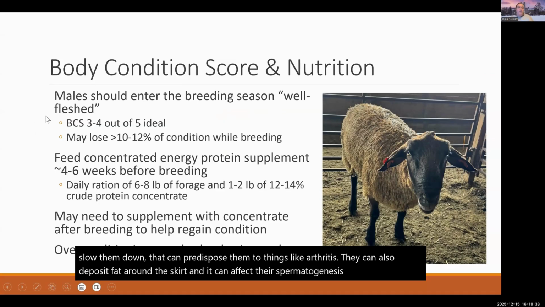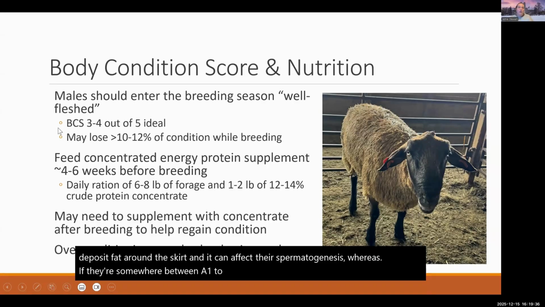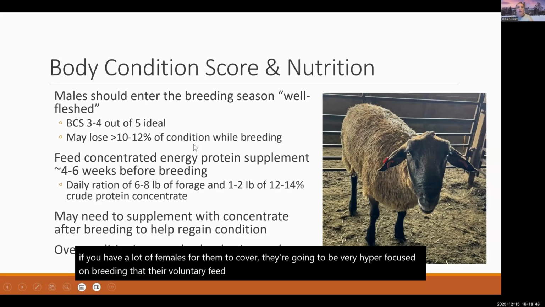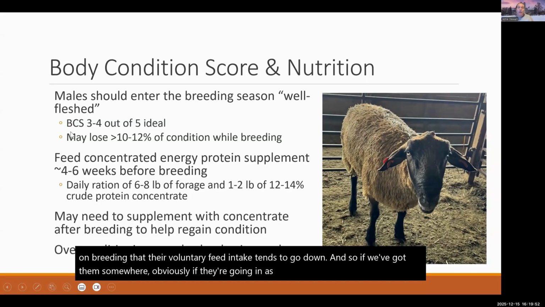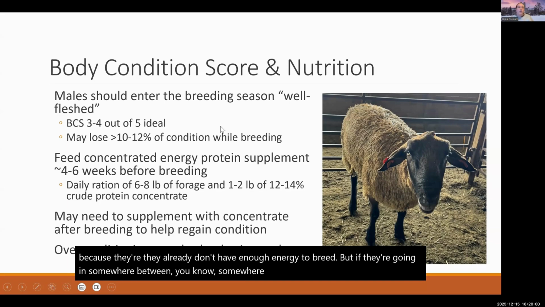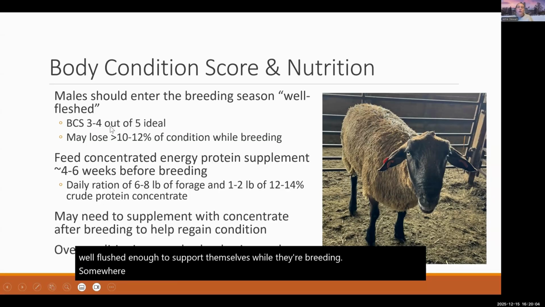Whereas if they're somewhere between a 1 to 3, they are going to lose their condition during the breeding season because they become so focused on breeding, especially if you have a lot of females for them to cover. They're going to be so hyper focused on breeding that their voluntary feed intake tends to go down. Obviously if they're going in as a 1, that's definitely a problem because they already don't have enough energy to breed. But if they're going in somewhere around a 2, they're not going to be well fleshed enough to support themselves while they're breeding. So somewhere between a 3 and 4 is ideal, just to make sure that they've got a little bit extra to maintain them.